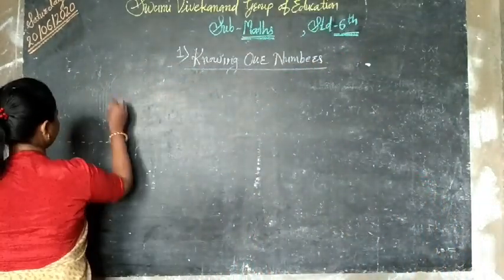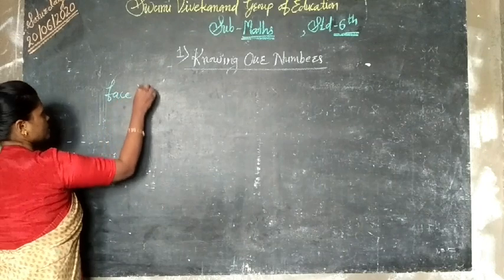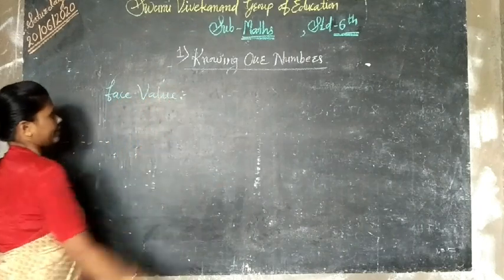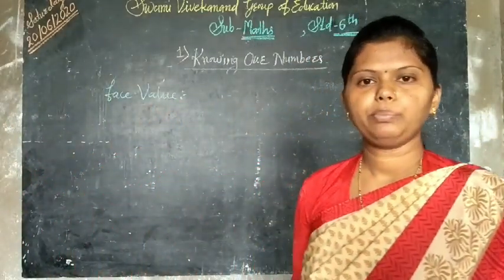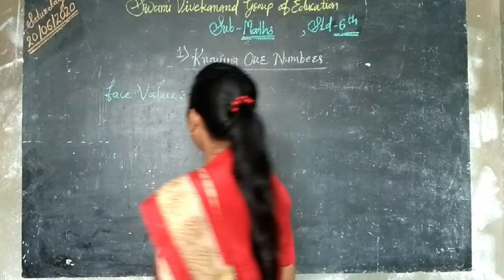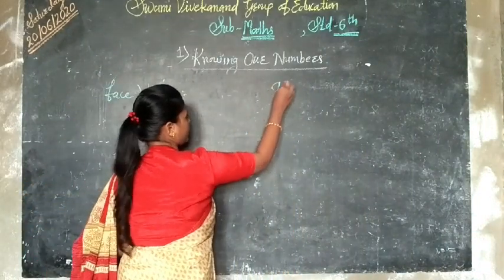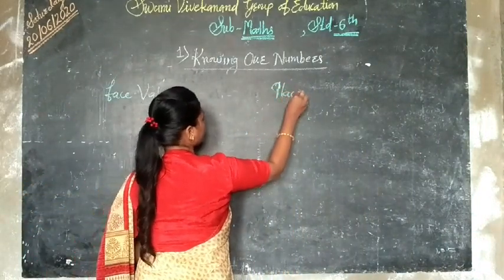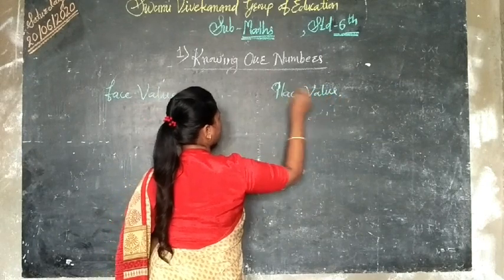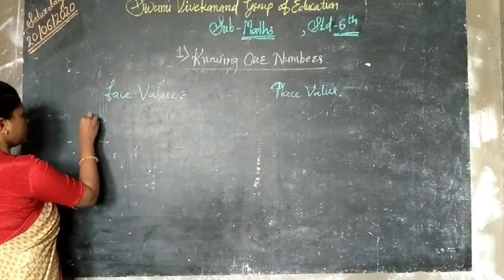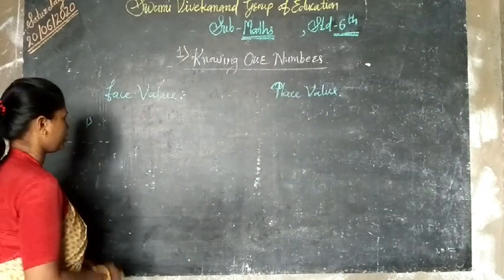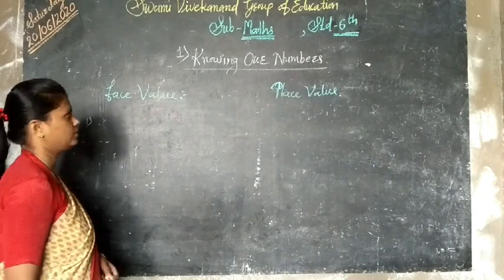So here we are going to start today's lecture with the face value and the place value. First of all, what is meant by the face value? Already you know about the face value and the place value because you have studied that in your previous standard, in the 5th standard. There is a small difference between these two values. With one example, we will elaborate the face value and the place value.